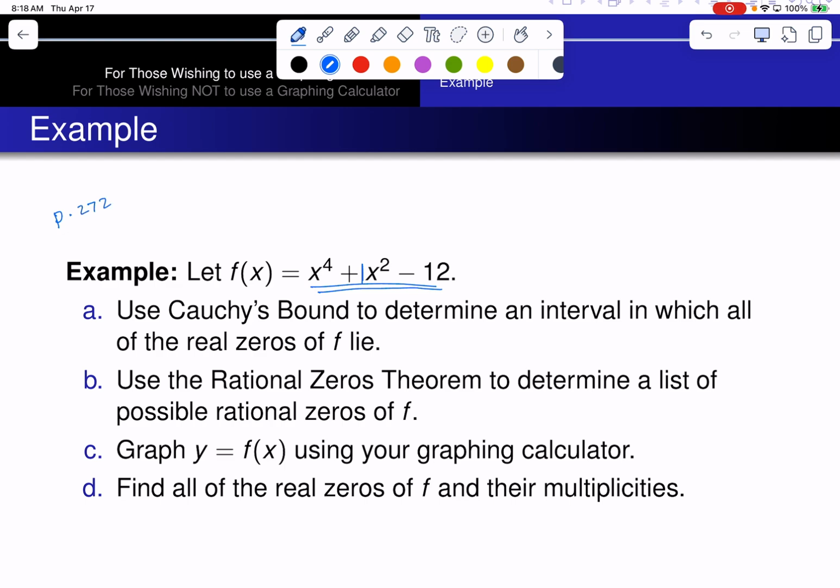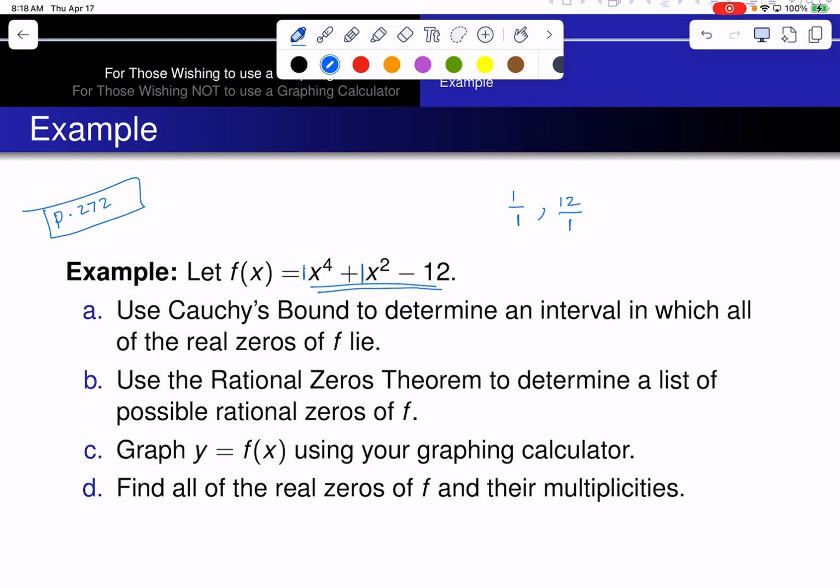We want to find the Cauchy bound. The Cauchy bound is just going to be all the coefficients divided by the leading coefficient. So we're going to go 1 divided by 1 and 12 divided by 1. Okay, so I take all the coefficients divided by the leading coefficient, and we make them all what? Because we want absolute values.